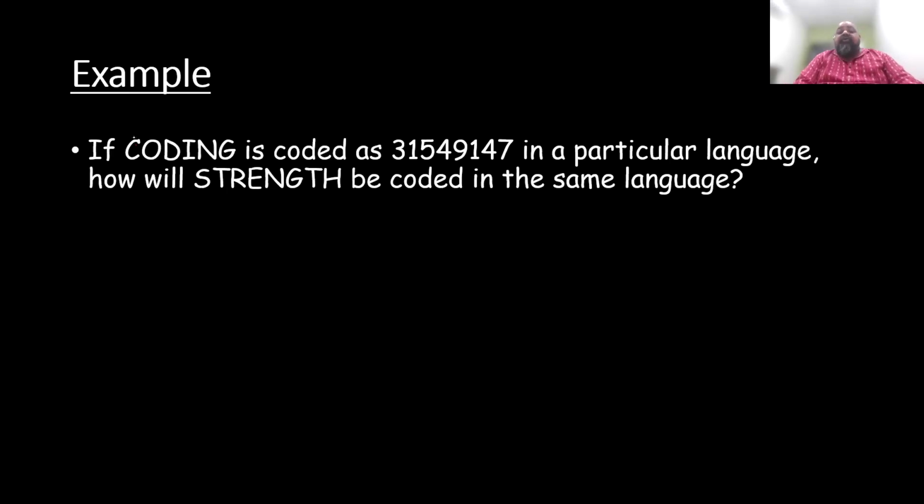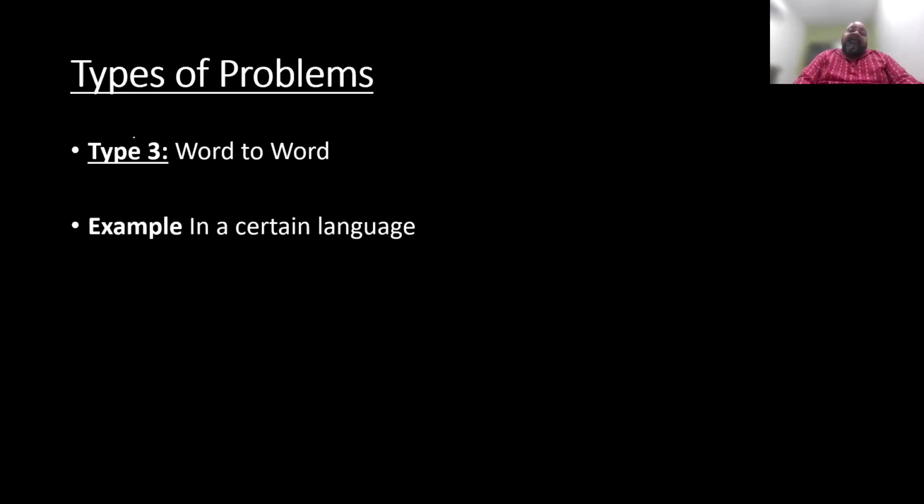I could also have word-to-word codes. For example, here there will be phrases given to you and a corresponding code phrase. The code phrase could have numbers or words. We have to compare and find out.